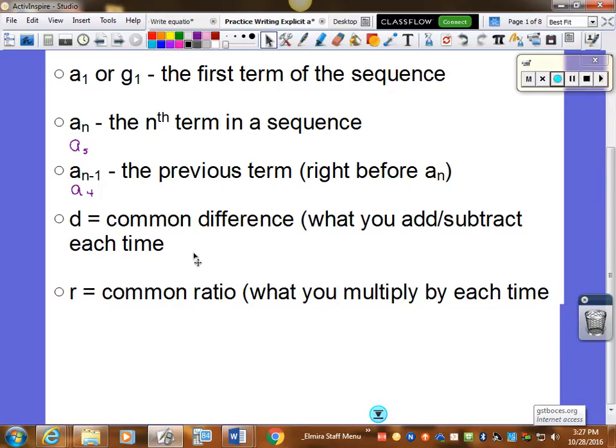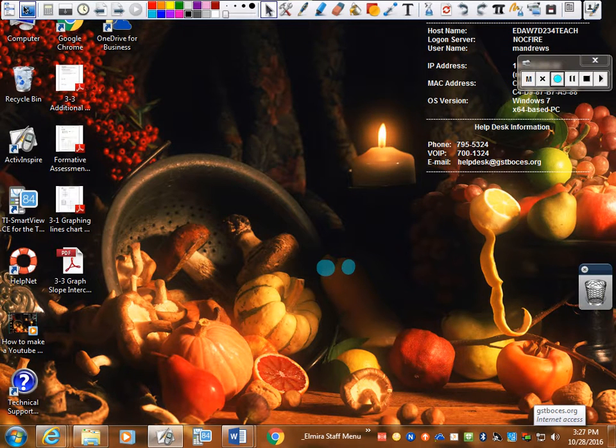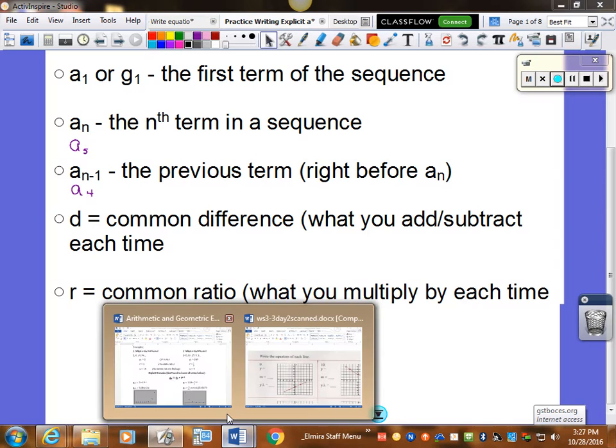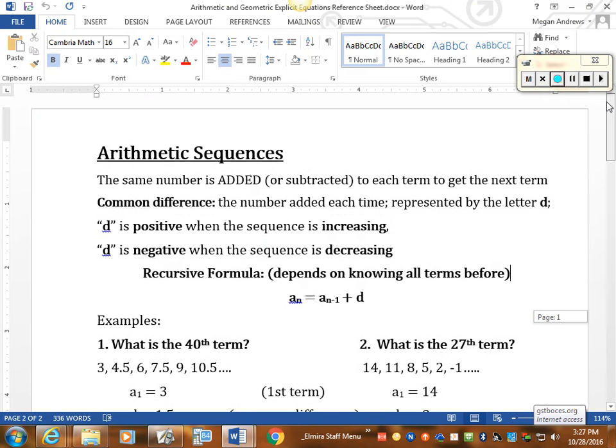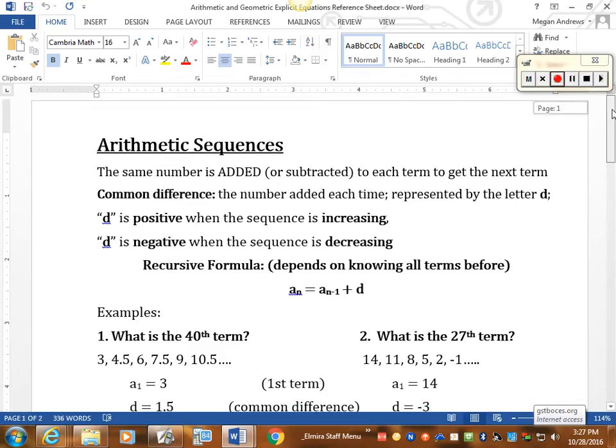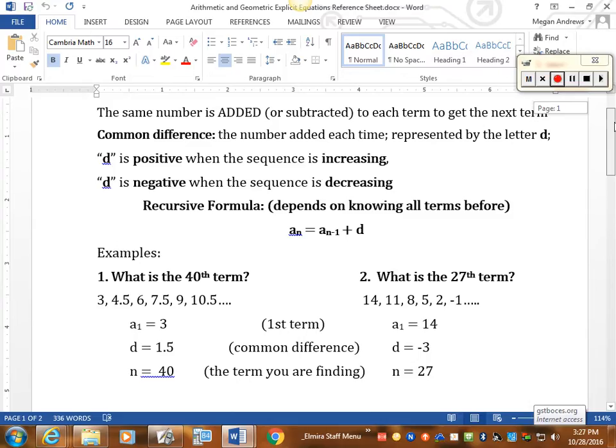All right. You also need to have out this sheet right here. Okay, I gave this to you earlier in the week. It's like a study guide that helps you with a lot of the sections of this chapter. Again, it reinforces D is positive when the sequence is increasing, negative when decreasing. There's a lot of good information on here. But what's new today is this part right here.